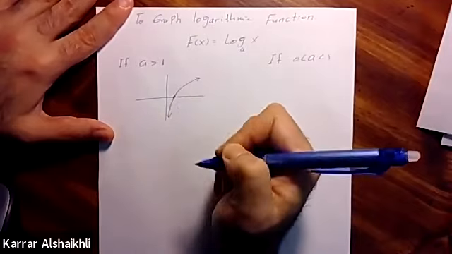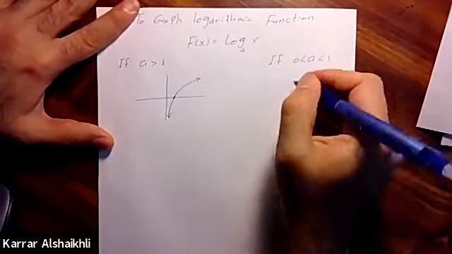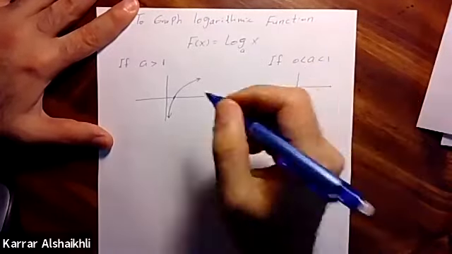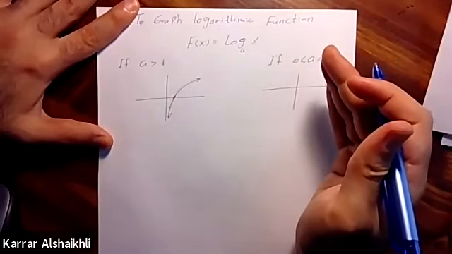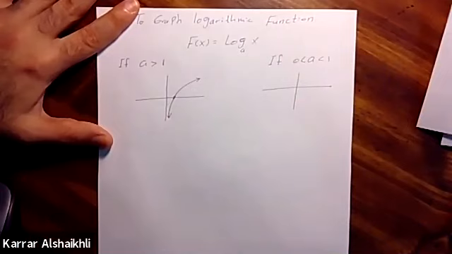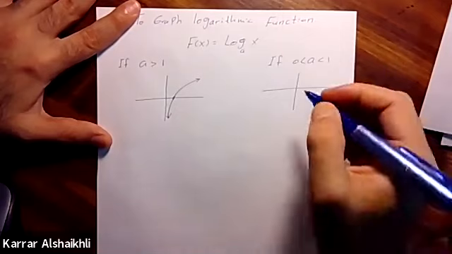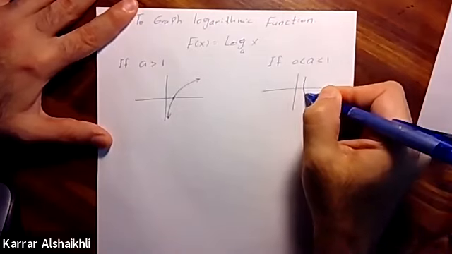On this side, if it's a decimal number, the graph is always going to be like this. On this side also, because the domain, we can take it from 0 to infinity. We can't take a negative number because it's going to be an error. So it's going to be like this.